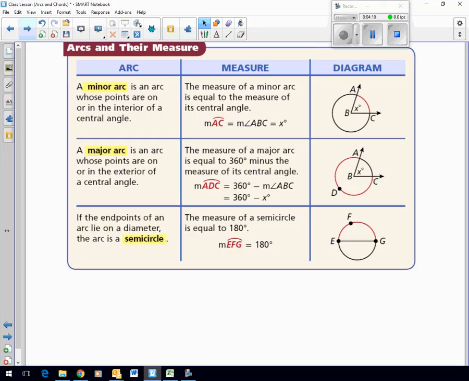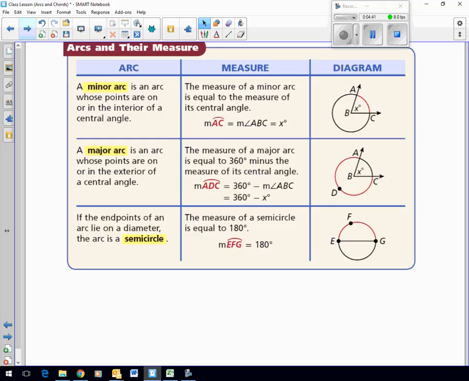A minor arc is an arc whose points are on or in the interior of a central angle. A major arc is an arc whose points are on or in the exterior of a central angle. Really and truthfully, the difference between minor arc and major arc tells you whether you go along the central angle or opposite the central angle.